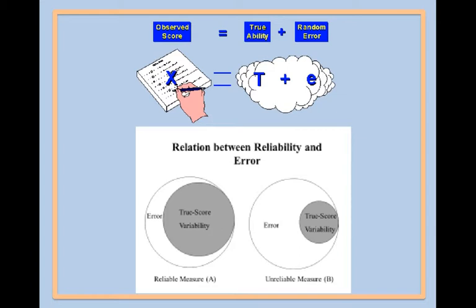The image on the right is again of a white circle with a smaller gray circle within it. The difference between this image and the image on the left is that the gray circle occupies a small portion of the white circle, approximately 25%. The white circle is again labeled error, and the gray circle is labeled true score variability. This would be an unreliable measure, as the error makes up more of the variance than the true score variability.